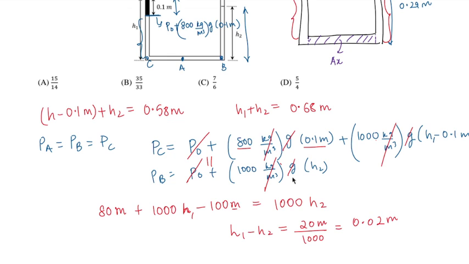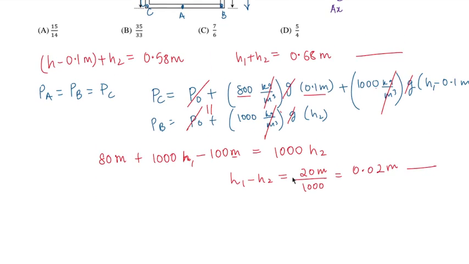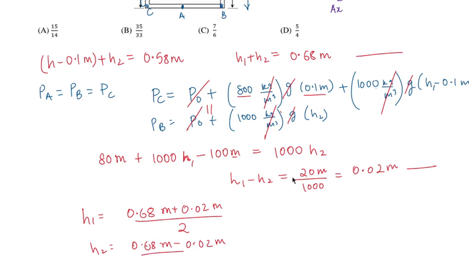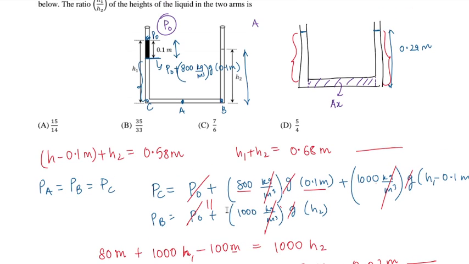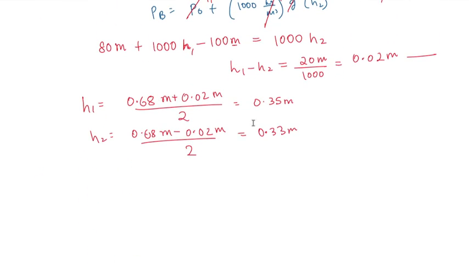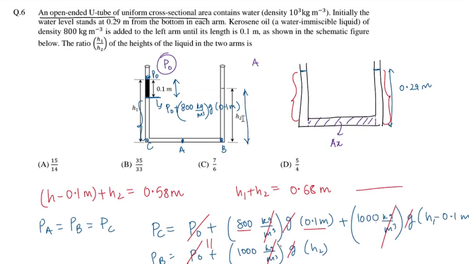Now this is pretty easy, you just need to solve both of these equations. So solving them, that will give you h1 is equal to 0.68 plus 0.02 meters divided by 2, and h2 is equal to 0.68 meters minus 0.02 meters divided by 2. This is equal to 0.35 meters. This is equal to 0.33 meters. And we were asked to find out h1 over h2, which definitely is just 35 upon 33.